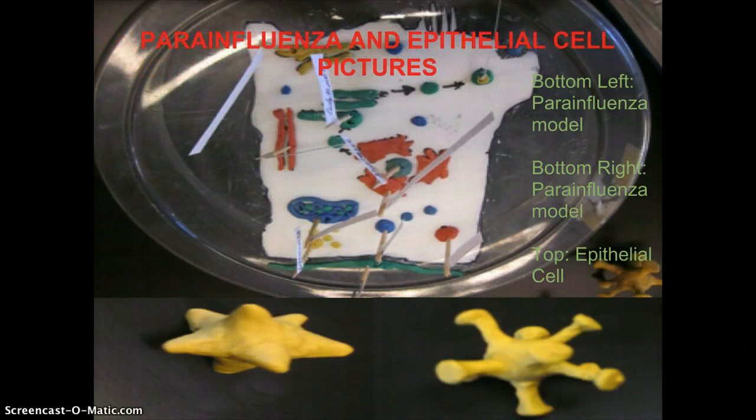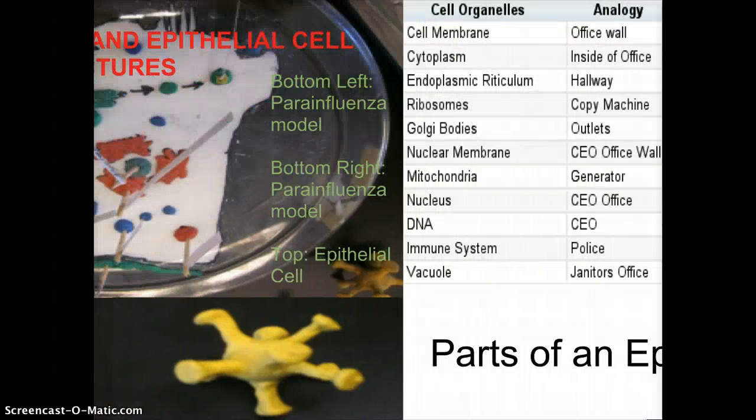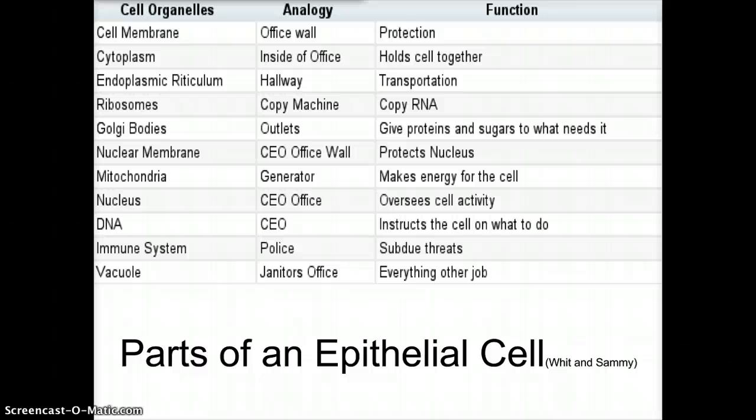These are more pictures of our models, which you have already seen in pictures. So these are the parts of the epithelial cell, then the analogy, and what function they hold, and basically how we were able to connect them and decide what was what. So if you want to take a closer look, you can pause it.